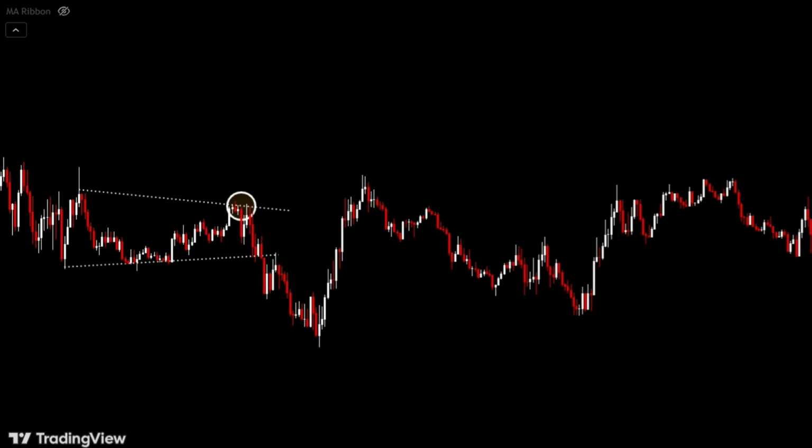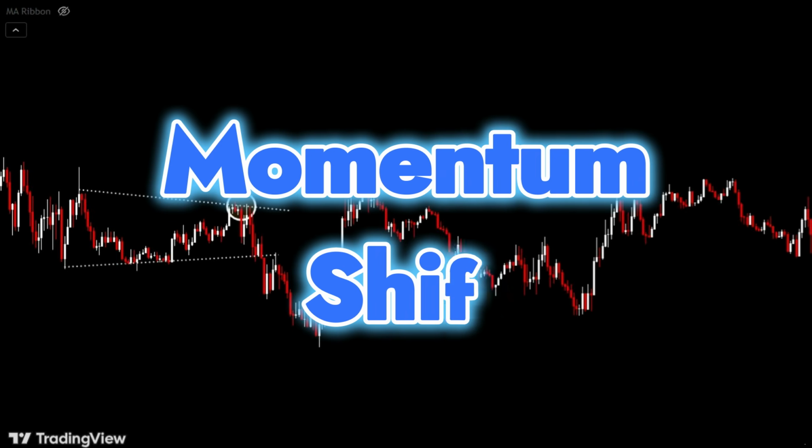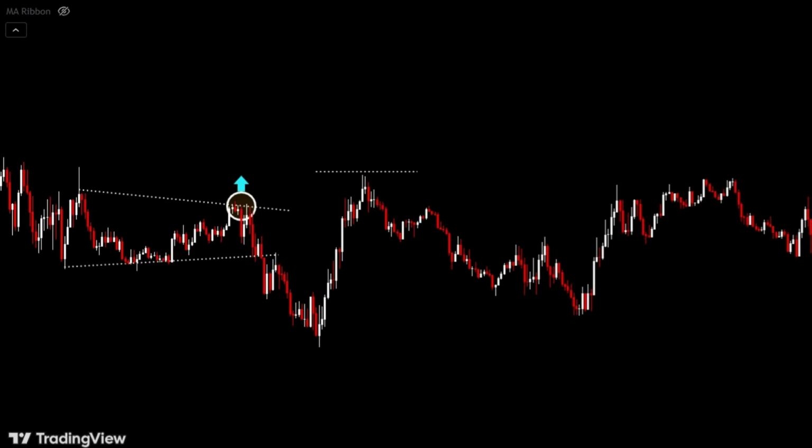Once again, when a higher high forms after the major bearish move, it signals yet another momentum shift, from bearish back to bullish. And from there, we start looking for long opportunities once again.